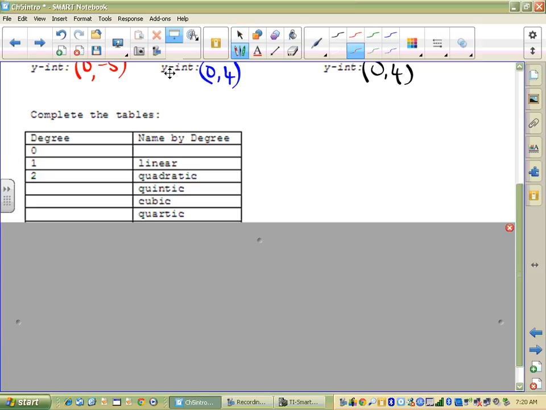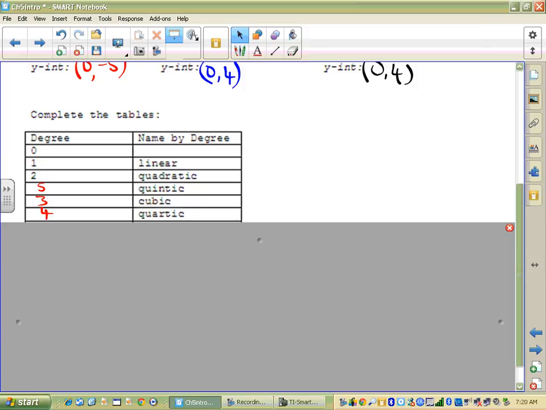Quintic. Not to be confused with quintessential, but quint means 5 in Latin languages, so a degree 5 is quintic. Cubic, you've probably seen that if you cube something, you raise it to the exponent 3, so cubic is degree 3. Quartic, it's hard to say. Some people say it different ways. Either way, the degree is 4 there.